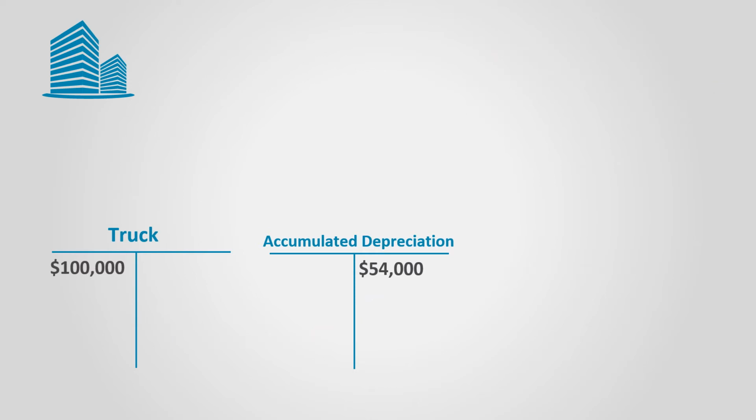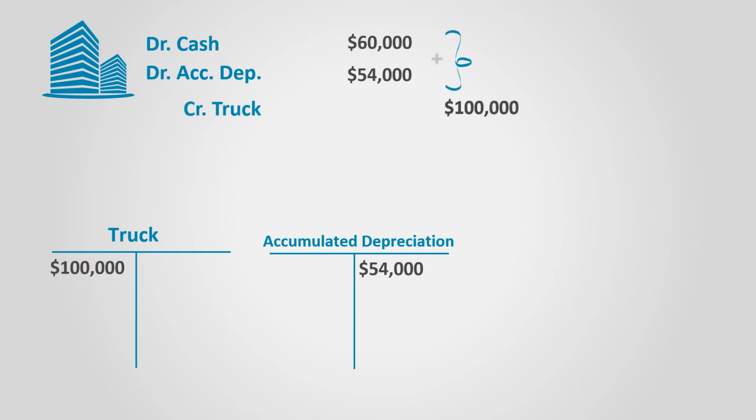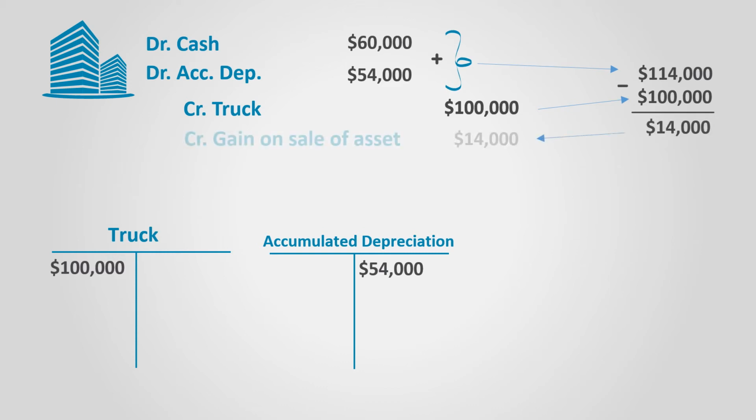To close the accounts, the following journal entry is recorded. Cash is debited for $60,000 as it is received. Debit accumulated depreciation to close it. On the other hand, the truck is credited to close its account by $100,000. The difference between the total debits and credits is $14,000, which represents the gain on sale of assets, and it appears on the credit side as it increases owner's equity.